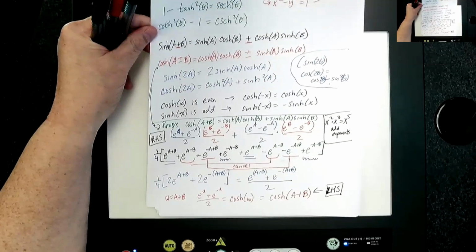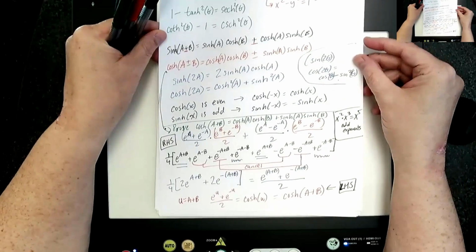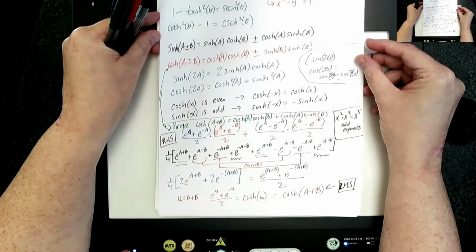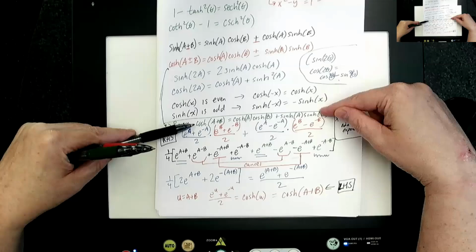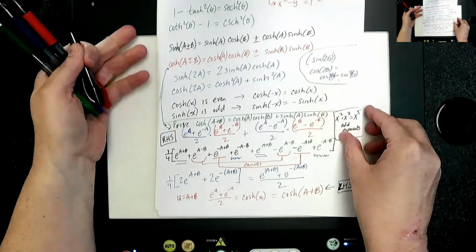It looks like everybody did. All right. What's the last box at the bottom right? LHS stands for left-hand side. We were proving that. We started with the right-hand side. We ended with the left-hand side. Okay.